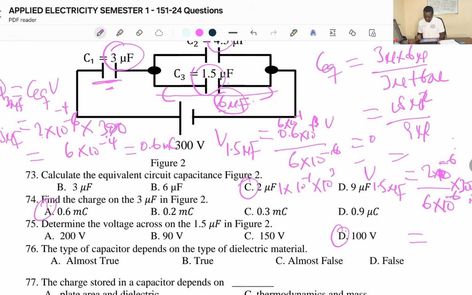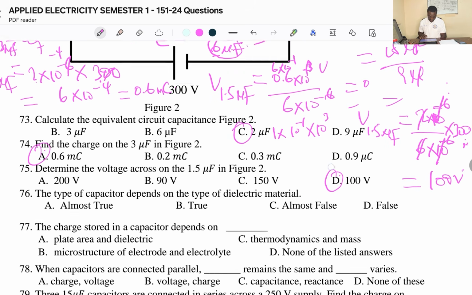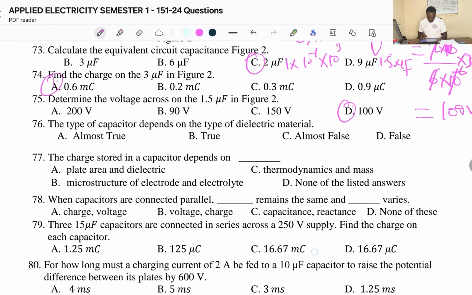So when you do this again, this and this will cancel. You have 1 over 3 and 300. So that will be 100 volts as well. So you can do it this way too.